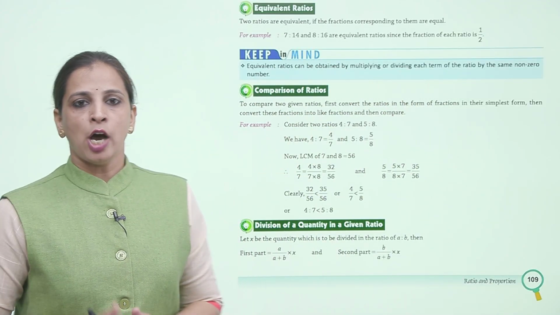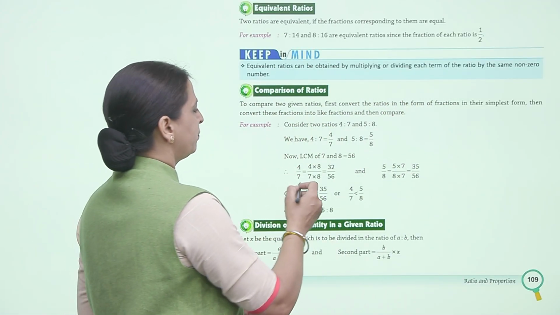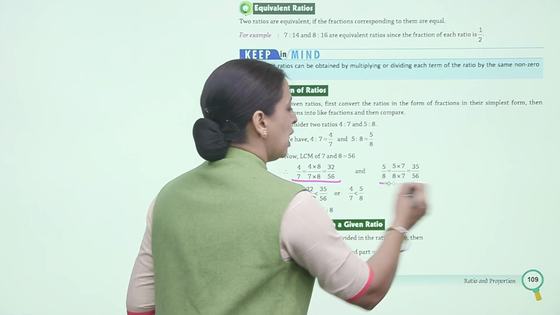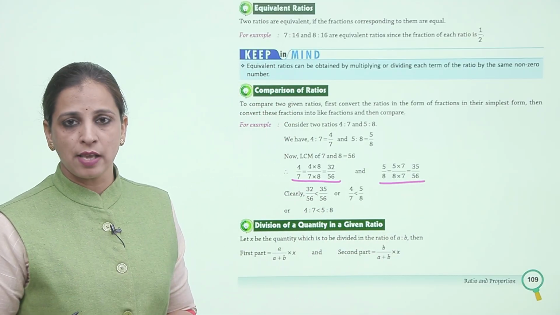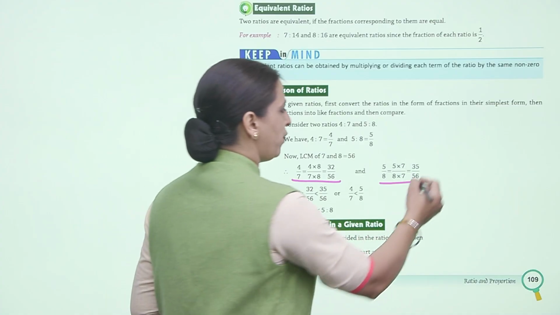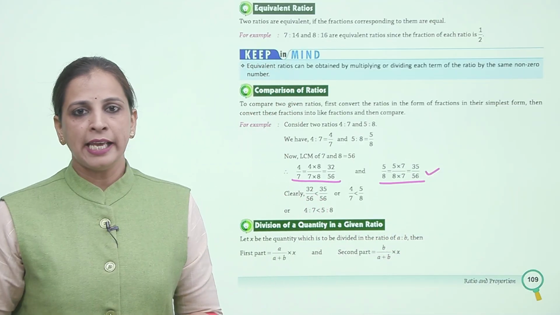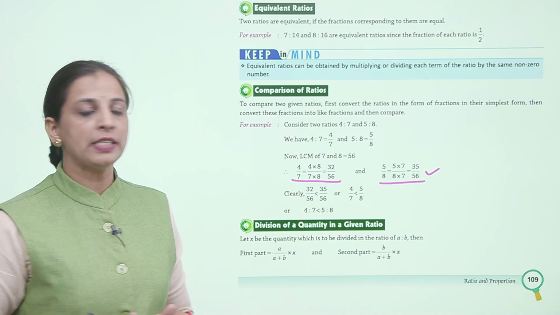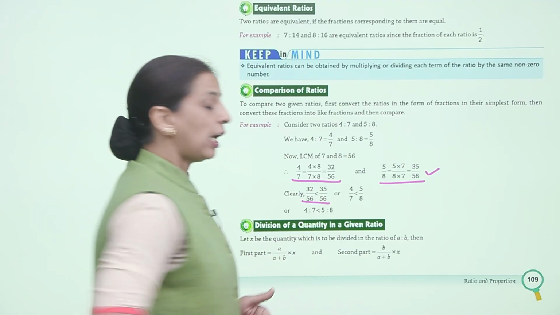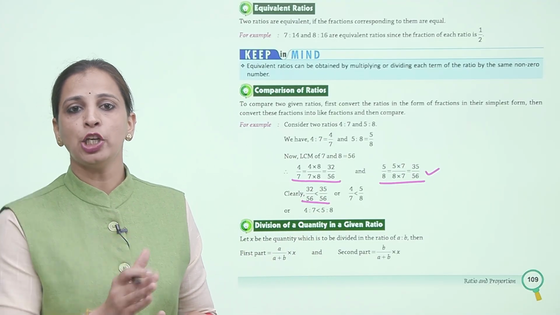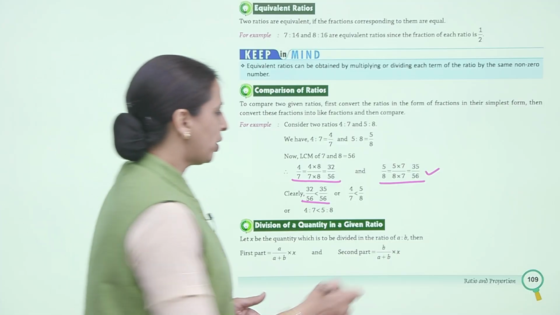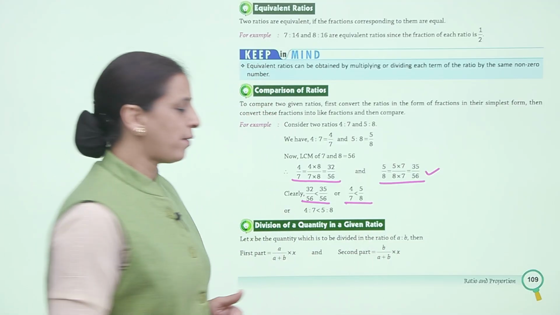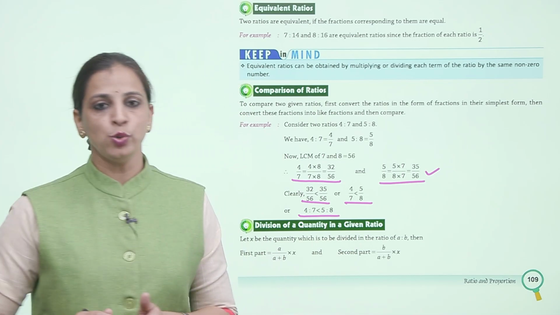Now 4 by 7 multiplied by 8, so it becomes 32 by 56. 5 by 8 is multiplied by 7, that becomes 35 by 56. Now they become like fractions. Clearly 32 by 56 is less than 35 by 56, as 32 is less than 35, or you can say 4 by 7 is less than 5 by 8, or 4:7 is less than 5:8.